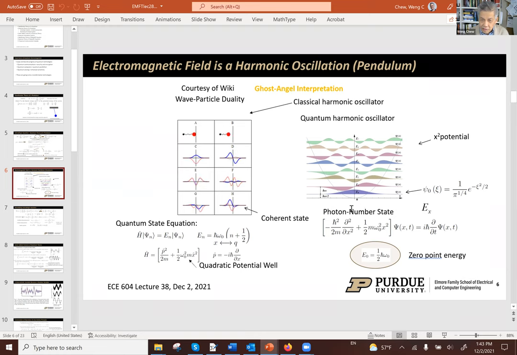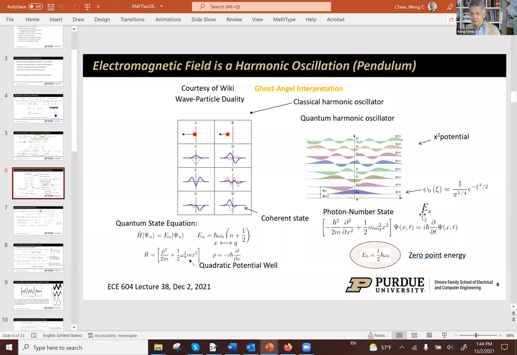The lowest energy state is the ground state, which is the one at the bottom. It looks like a Gaussian. It just looks something like this. And then what happens is that we're going to relate this pendulum with the harmonic oscillator of electromagnetics.